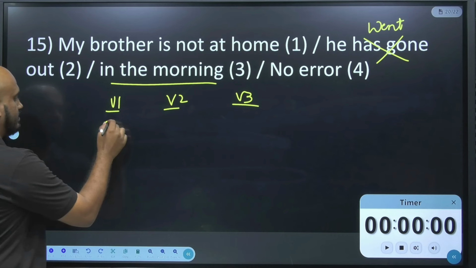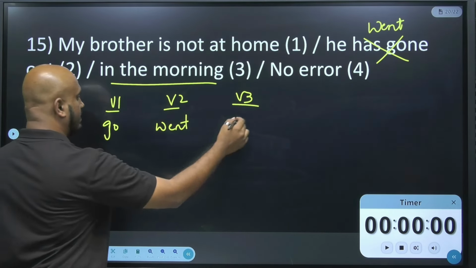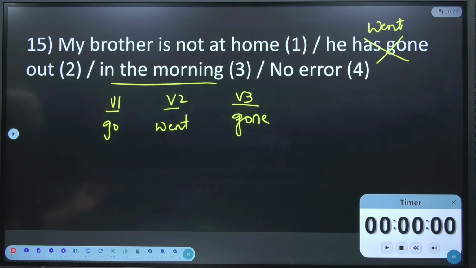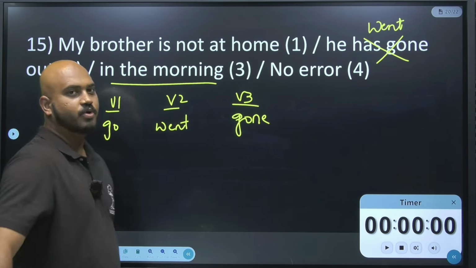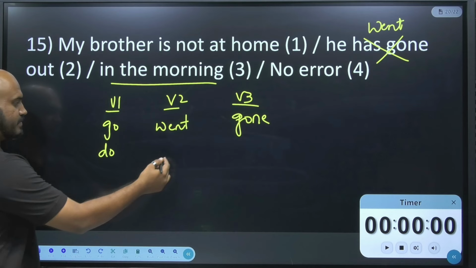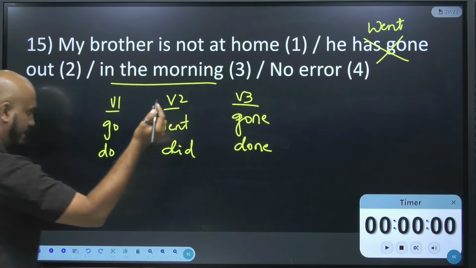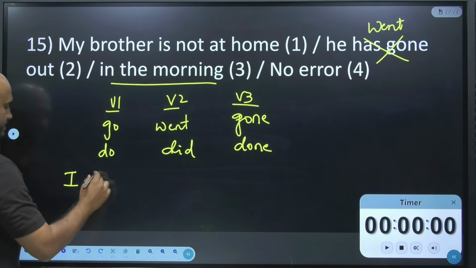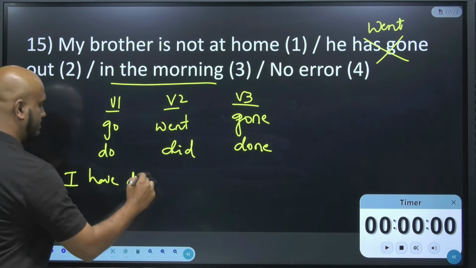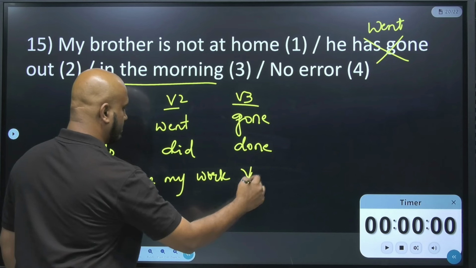Now, if I were to give you a small insight about this, the three verb forms of go are go, went and gone. Similarly, the three verb forms of do are do, did, done. So if I were to say, I have done my work yesterday.